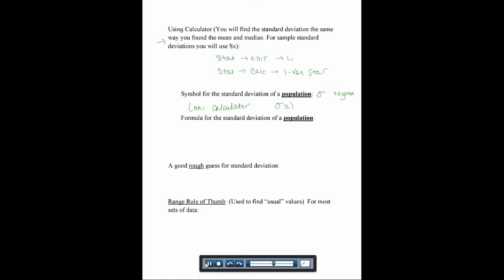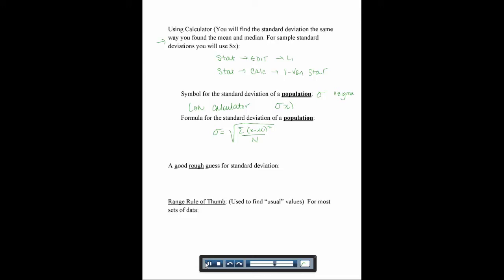Now the formula is just as fun. The formula, which again, most of the time you do not want to do this by hand, you want to use your calculator, but the formula is sigma equals the square root of the sum of x minus mu, because now we've got the mean of the whole population, squared, over capital N.